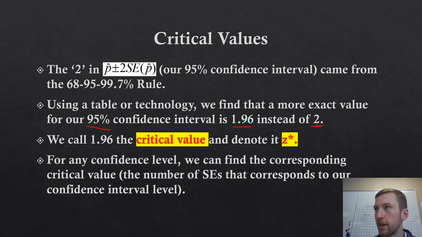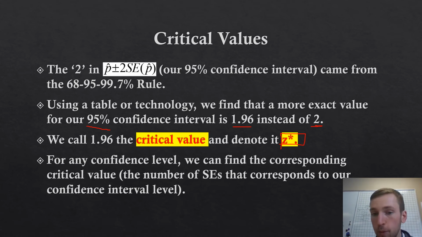So we're going to see that in general, it's really, really close to what we've been using, but using technology, we can actually be really precise with how many standard errors it would be, okay? So for any confidence level, whether it's 90%, 95%, 99%, this Z star value or the critical value is going to be dependent on that confidence level, okay?